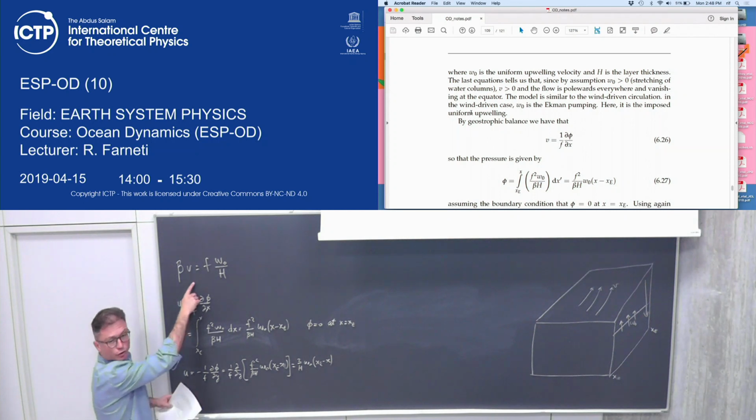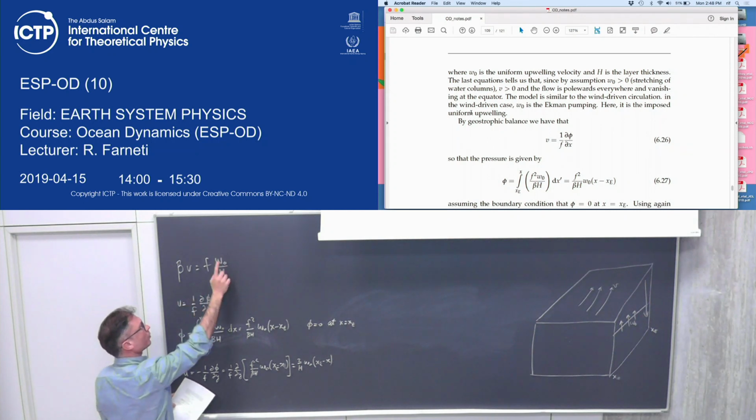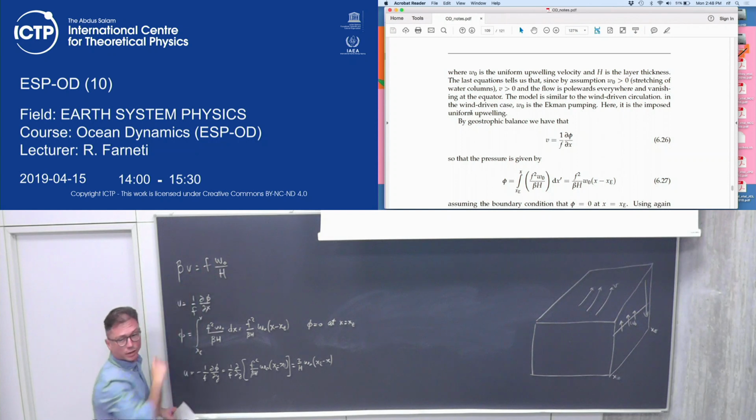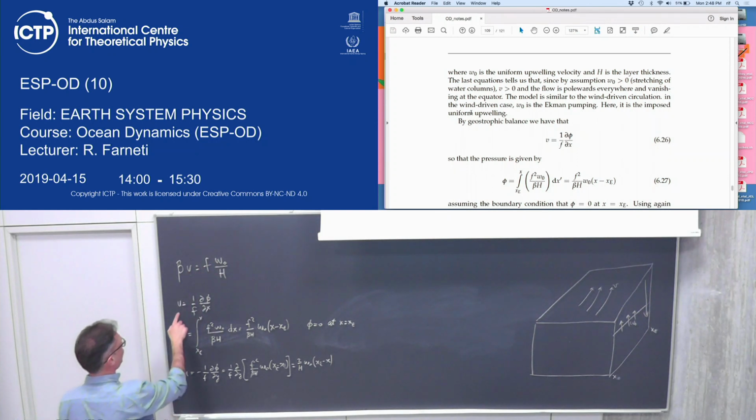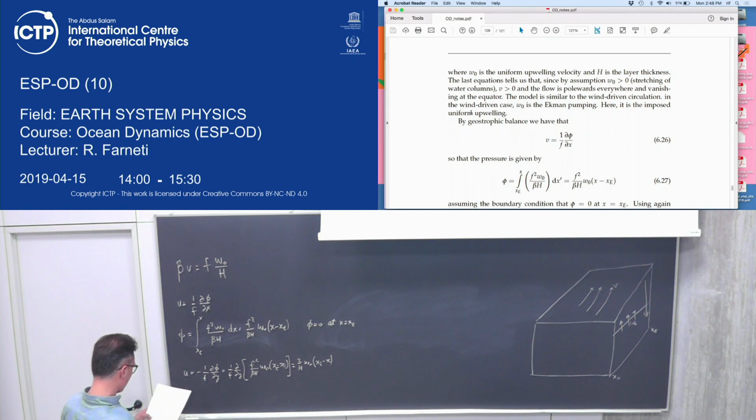So given the geostrophic balance, we have a positive vertical velocity, and that gives me a positive meridional velocity. I know the expression for the meridional velocity and the zonal geostrophic velocities, and I can derive the expression for the pressure field. If I substitute, I get an expression for the zonal velocity.